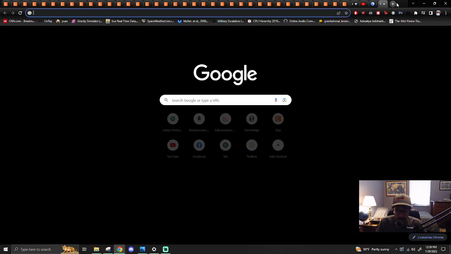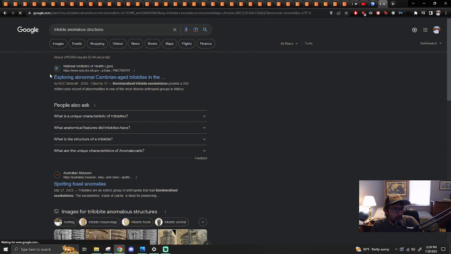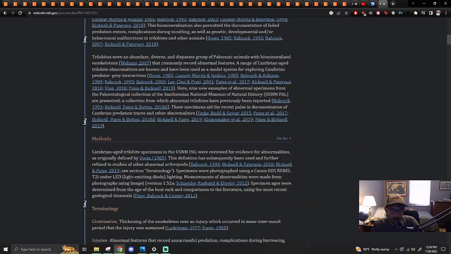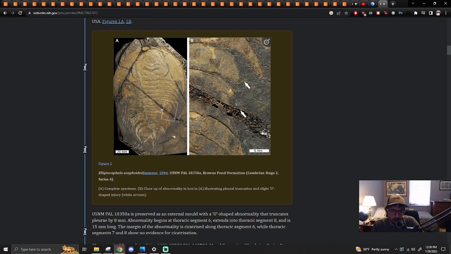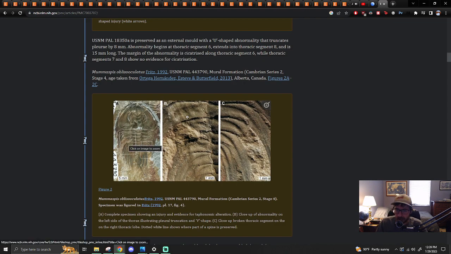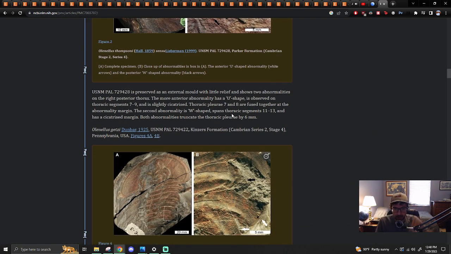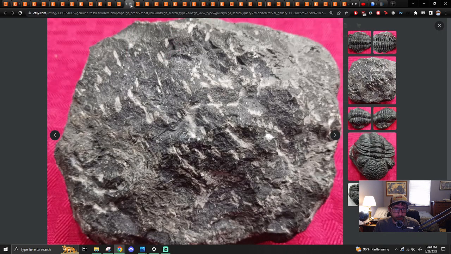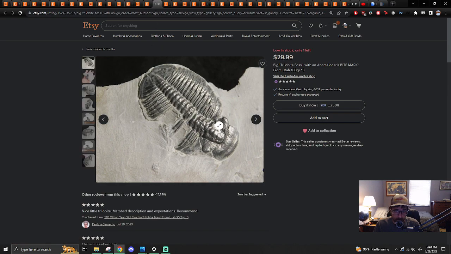Also, I don't know if I can find it. If I search trilobite anomalous shapes or structures, exploring abnormal. Basically, there's abnormalities. One of them I found that was really compelling was that the eyeballs have different numbers of little dots. Like, substantially different. It's not balanced. Their eyeballs are not balanced in some instances. That should not happen if they're real living beings. They should have balanced eyeballs in terms of the number of dots on the eyeball.